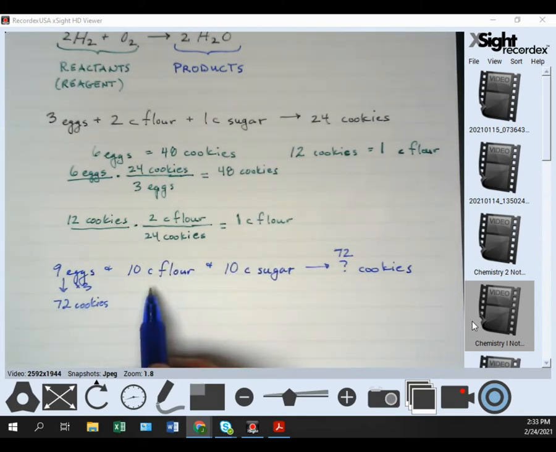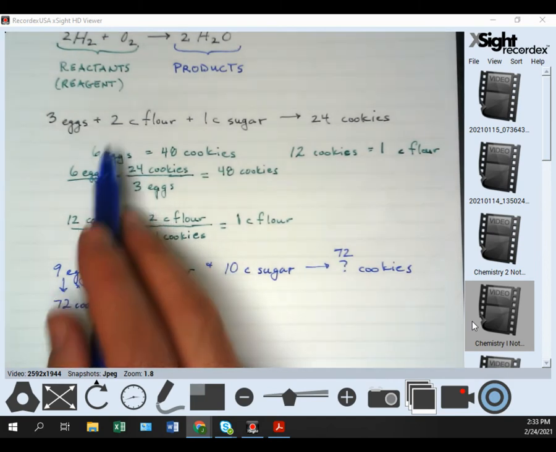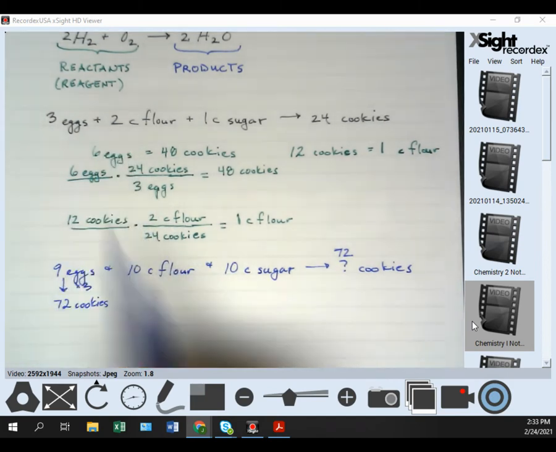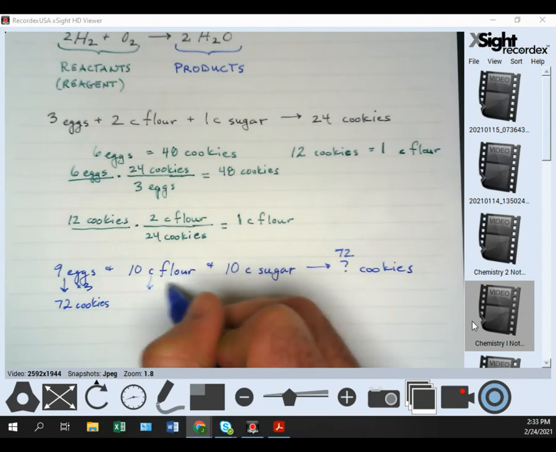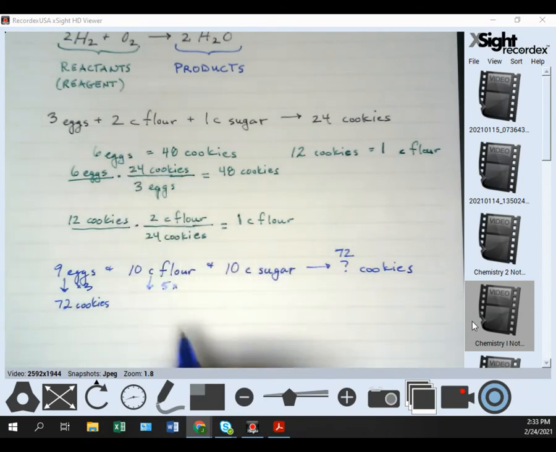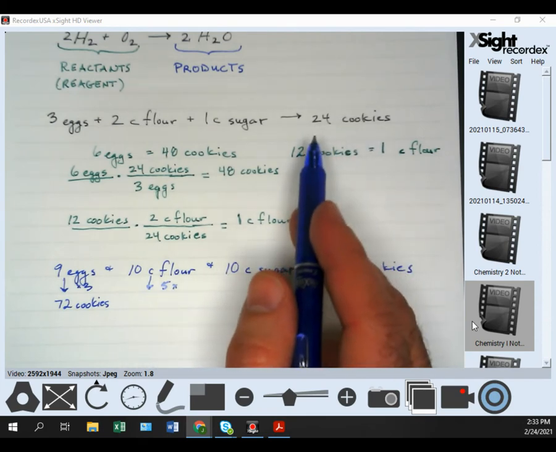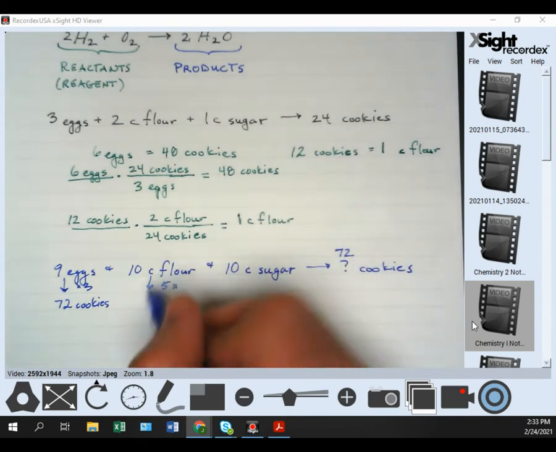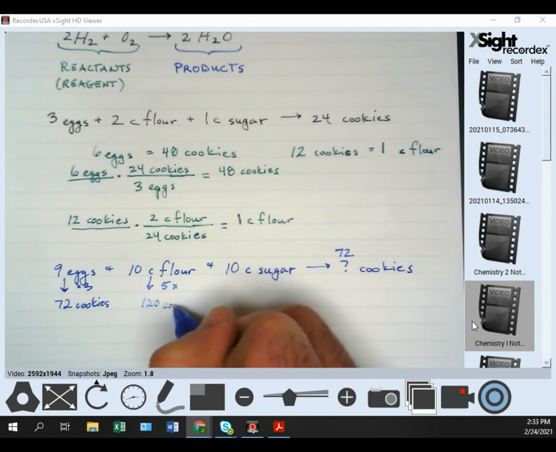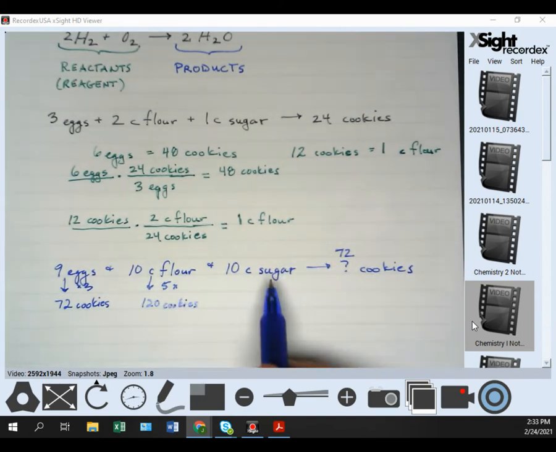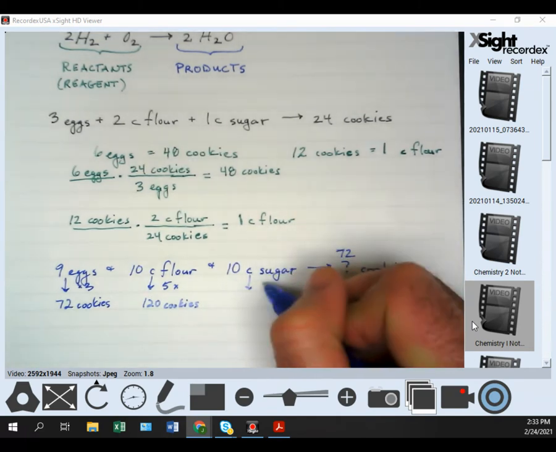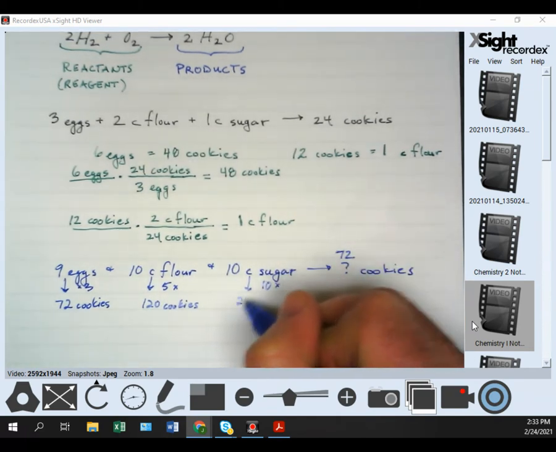How many times could we run it with the flour? Wait, 8. No, we got 10 cups. 5. There you go, right? 5 times, because it takes 2 cups each time. So 5 times 24 would be 120. Thank you. 120. How many times could we run it with 10 cups of sugar? 10 times. Good.